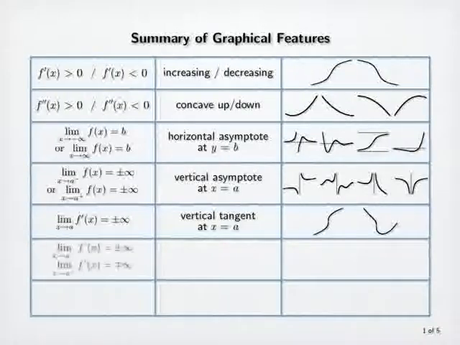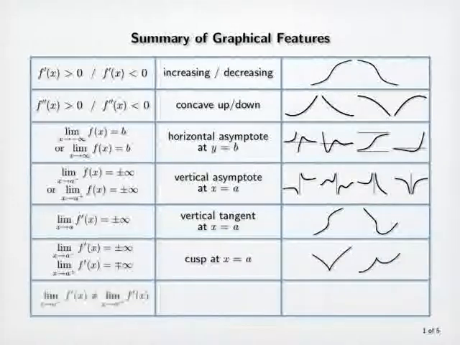If f is continuous at x equals a, and if the derivative of f approaches plus infinity as x approaches a from one side, while it approaches minus infinity as x approaches a from the other side, then the graph of f has a cusp at the point a, f of a.